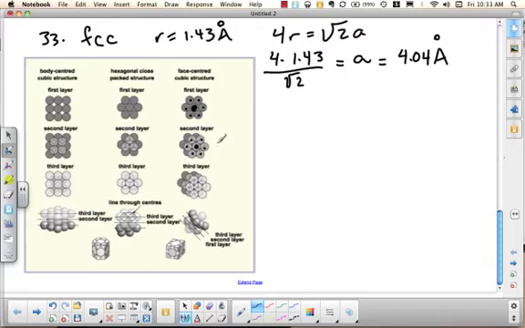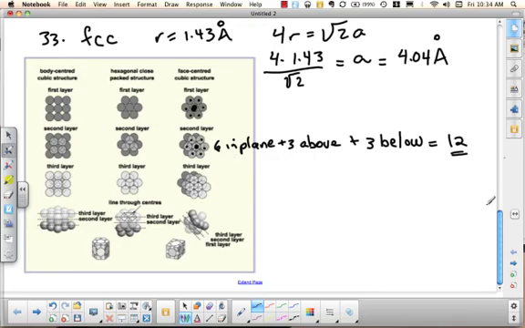So 6 in the plane plus 3 below, 3 above. And that gives a coordination number of 12, which is very large. This is a very dense packing, the cubic close packed. Okay, so that's B on 33.